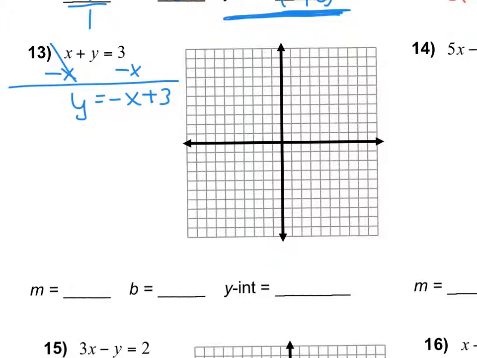So the slope is what? -1, and you can put it over +1. The b is 3, the y-intercept is 0, 3. So then you start at 0, 3, and because you have a negative slope, you go down 1 and then to the right 1. Down 1 to the right 1. All right. Good?